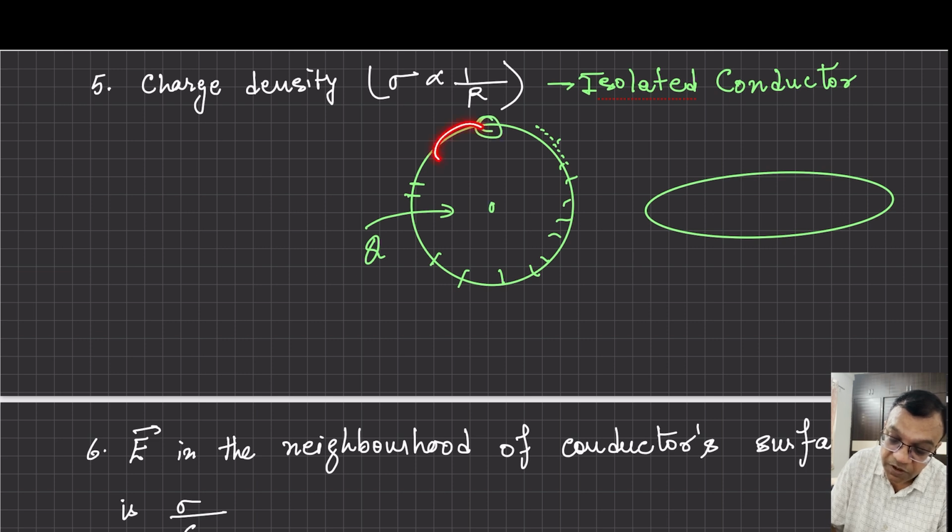So radius of curvature is same at all the points. So radius of curvature is same. So sigma at any of the points is proportional to R. R is same everywhere, so sigma is same everywhere.